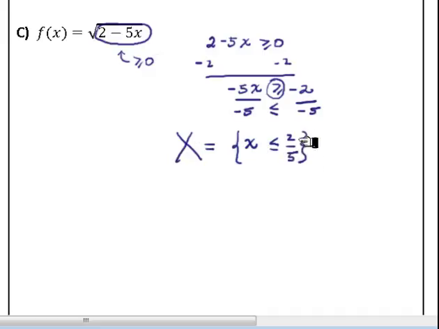So if we choose an x value less than or equal to 2 over 5, then this quantity is going to be positive. Like, let's suppose we chose x equals 0, for example, then we'll be taking the square root of 2, so that's fine. Or if we chose x equal minus 1, then we'll be taking the square root of 2 minus 5 times minus 1, that would be 2 plus 5, or the square root of 7. So that would be positive as well. So anything less than or equal to 2/5 will give us something that is greater than or equal to 0 underneath the square root, and we'll have a real number.